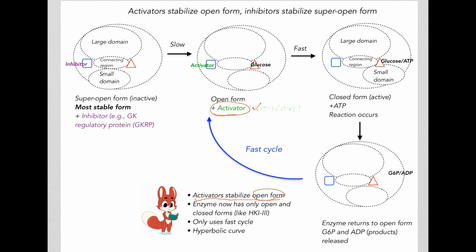This form is stabilized. So now the enzyme has only the open and closed forms available, very similar to hexokinase 1, 2, 3. So now the enzyme uses only the fast cycle. And therefore, in the presence of activators, the enzyme no more shows the sigmoidal curve, it actually shows a hyperbolic curve because it only has, in the presence of activators, only these two forms. Just like hexokinase 1, 2, and 3, the open form or the closed form. It does not have this super open form.